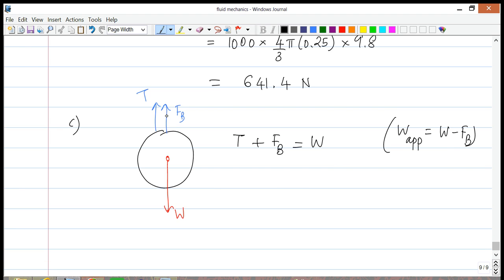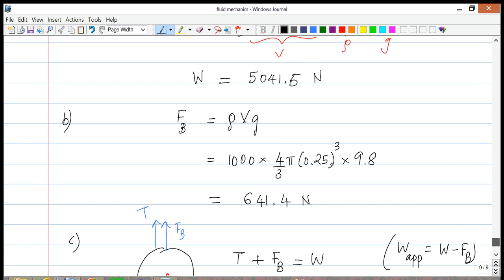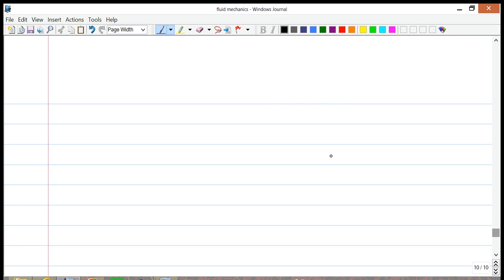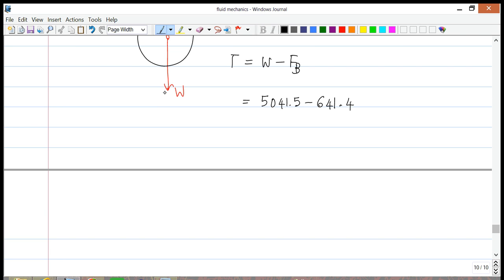But in this case, I'm just going to draw my free body diagram and figure this out, and I end up with the weight minus the buoyant force. So I get 5041.5 minus 641.4, and we can calculate this number. We end up getting 4401.1 newtons. So this is the tension in the string.